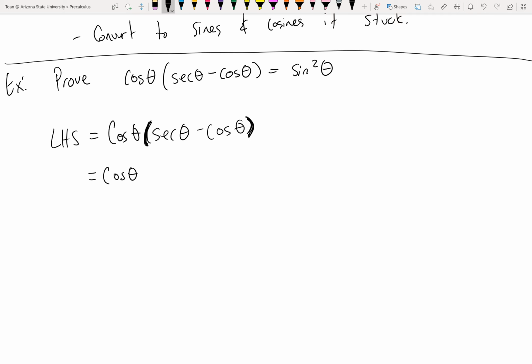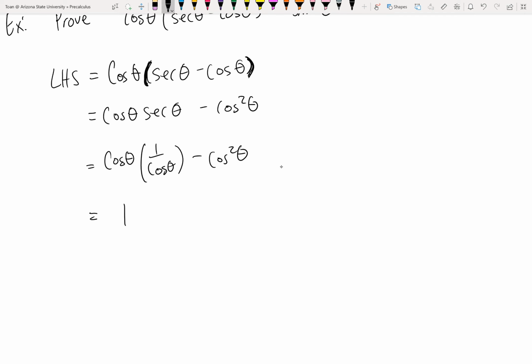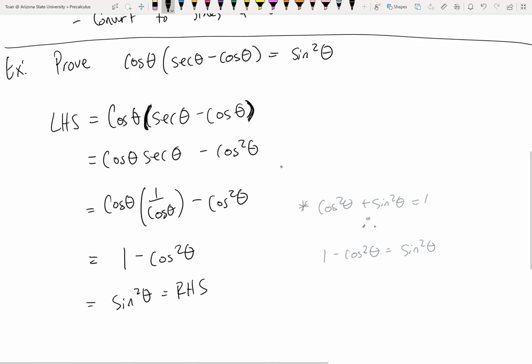So that's cosine theta secant theta minus cosine squared theta. And I should know that secant is 1 over cosine. And then, of course, cosine times 1 over cosine is 1. And we should know from Pythagoras' identities that if cosine squared theta plus sine squared theta equals 1, then 1 minus cosine squared theta, if you subtract both sides by cosine squared, gives you sine squared. So this equals sine squared theta, which is the right-hand side. That's exactly what we wanted to show.